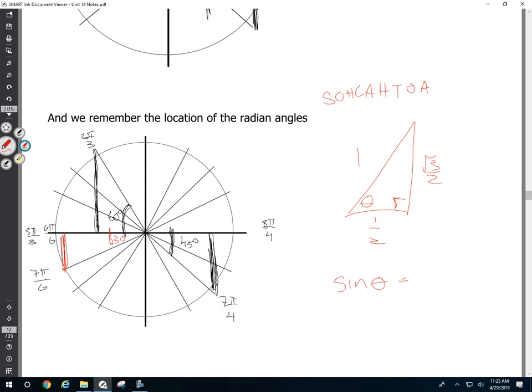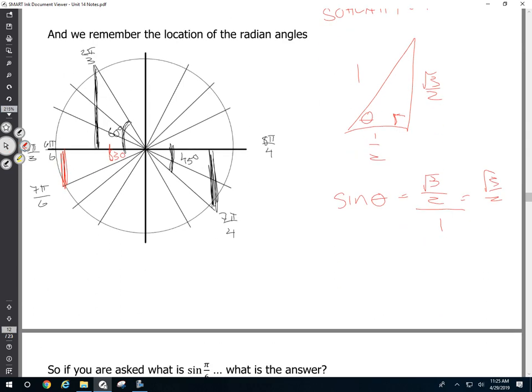What's the sine of the angle? Right. Square root of 3 over 2 over 1. What is square root of 3 over 2 divided by 1? It's just the square root of 3 over 2. If I ask you, what is the cosine of the angle? What would you say? One half over 1. 1/2. Right?